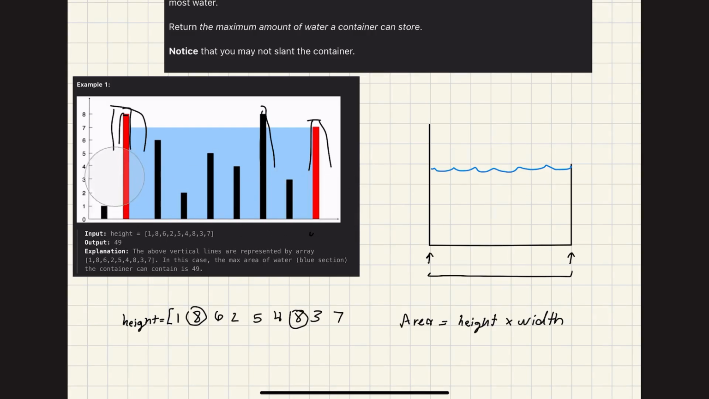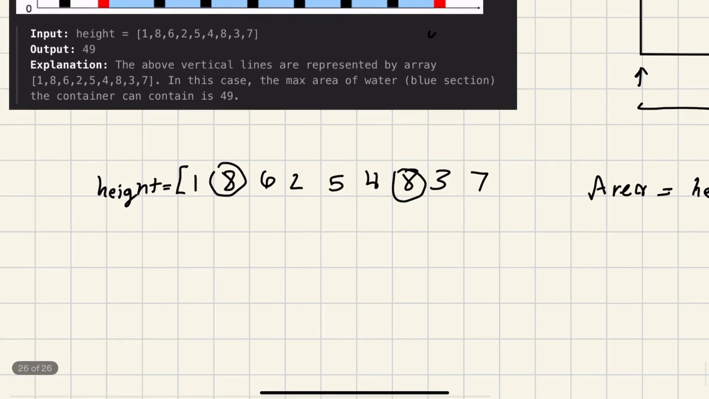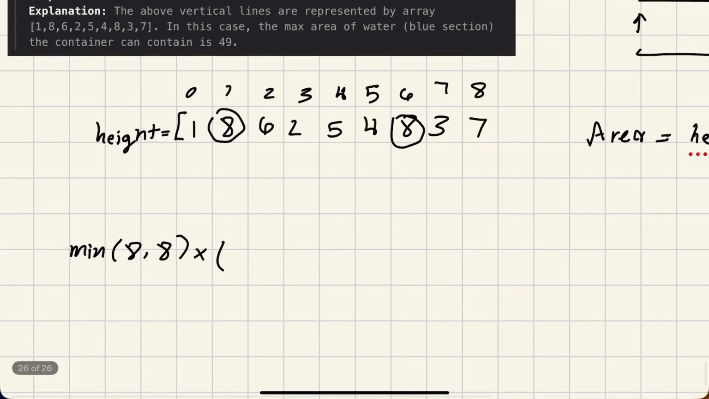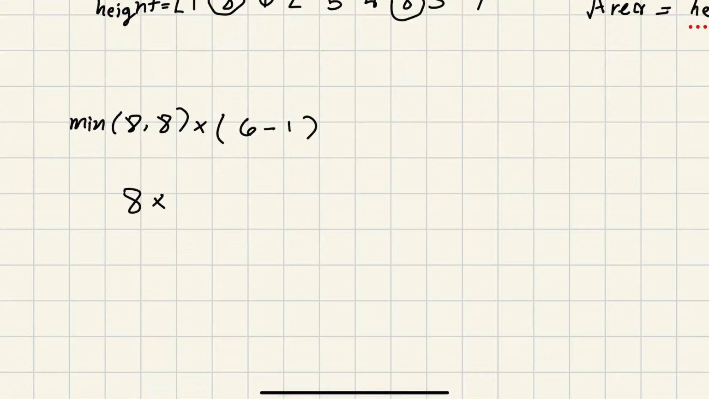Okay, so let's do the 8 times 8. We have a minimum between 8 and 8, which is 8, times, remember, the difference. Now we'll use indexes 0, 1, 2, 3, 4, 5, 6, 7, 8. And what is the difference here? It's 6 minus 1. And this ends up being 8 times 5, which is equal to 40.